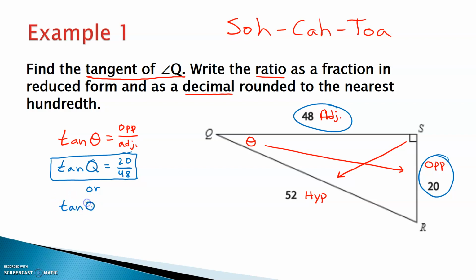Tangent Q is equal to 0.416. Now if I want to round it to the nearest hundredth, I take a look at the 1 and the 6. This is going to round it up. Tangent Q is equal to 0.42. All right, there we have it. So again, we're just setting up the problems. Like I said, next week we'll actually start solving for either angles or sides.